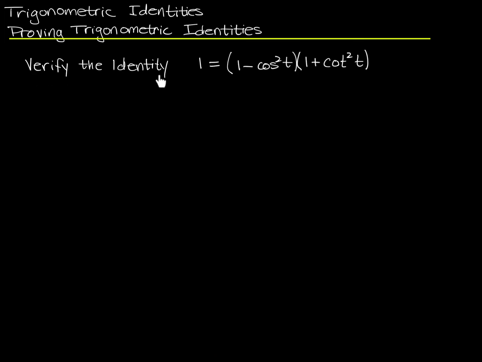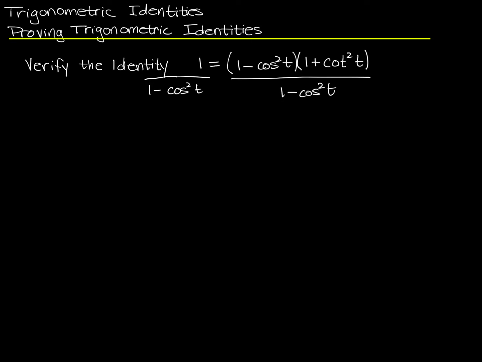This time we've been asked to verify the identity 1 equals 1 minus the cosine squared times 1 plus the cotangent squared of t. I'd like to point something out here. It might be tempting to divide both sides of this equation by, for example, 1 minus the cosine squared. While that's legitimate algebraically, I'm not allowed to do that here because this only works if this equation is true to begin with, and we don't know that it is. We're trying to prove that it's true, so I can't use the fact that it's true in trying to prove that it's true. That's circular logic.